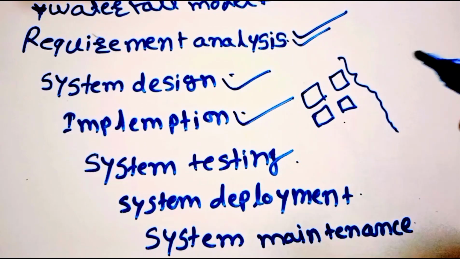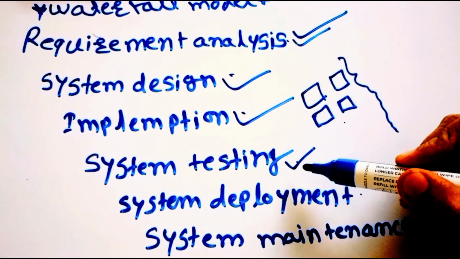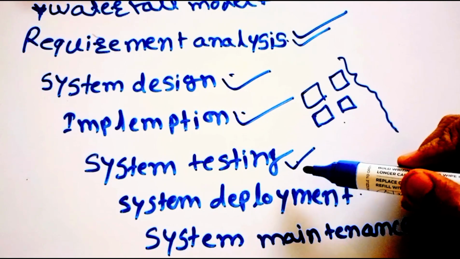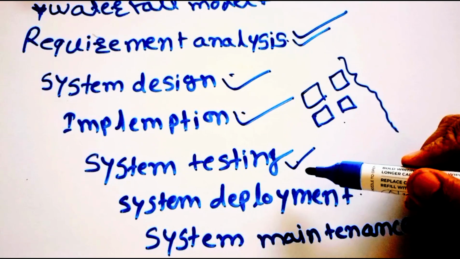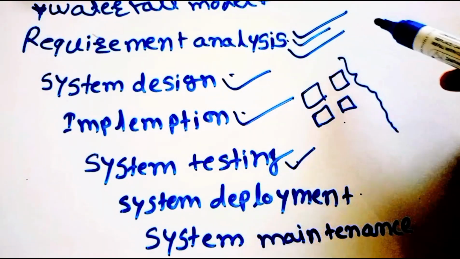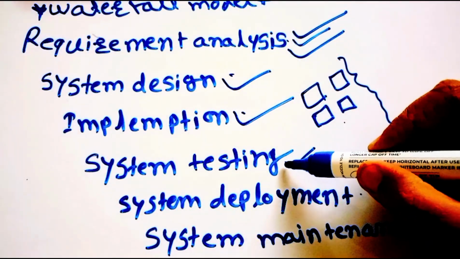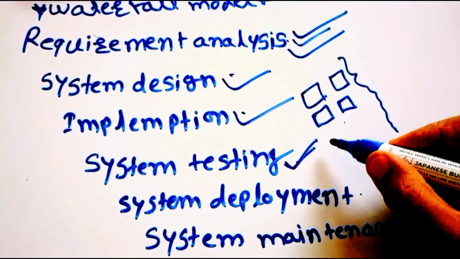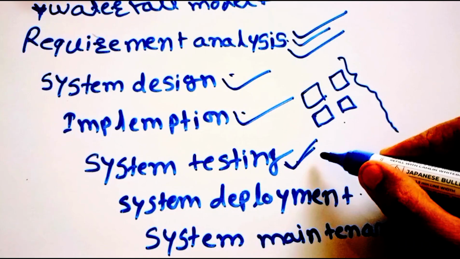Then integration and testing, or we can say system testing. After coding, the software is integrated and tested to ensure it meets the requirements and functions correctly. Bugs and issues are identified and fixed during this phase. Whatever bugs or defects are found in system testing, all of those get fixed.